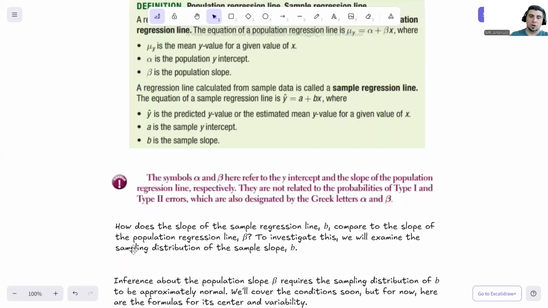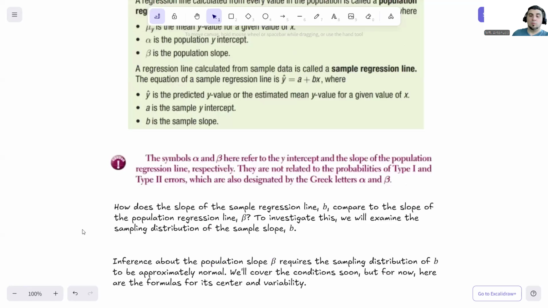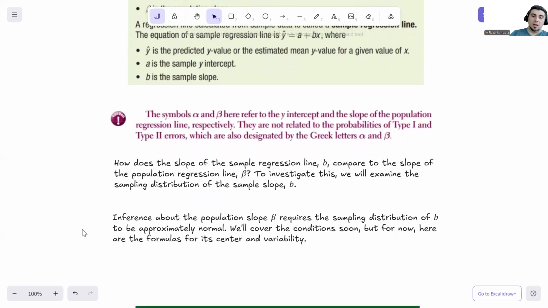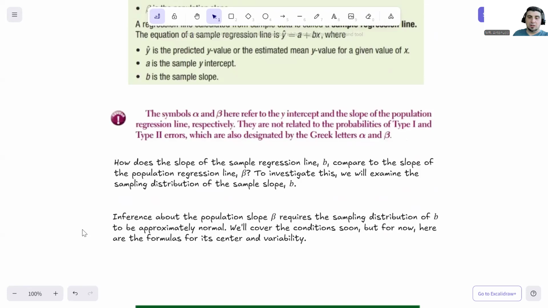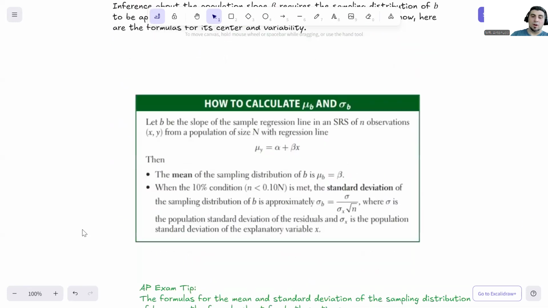So how does the slope of the regression line b compare to the slope of the population regression line beta? To check this out, we're going to examine the sampling distribution of the sample slope b. Inference about population slope beta requires the sampling distribution of b to be approximately normal. We'll cover the conditions in a bit, but for now, here are the formulas for its center and variability.